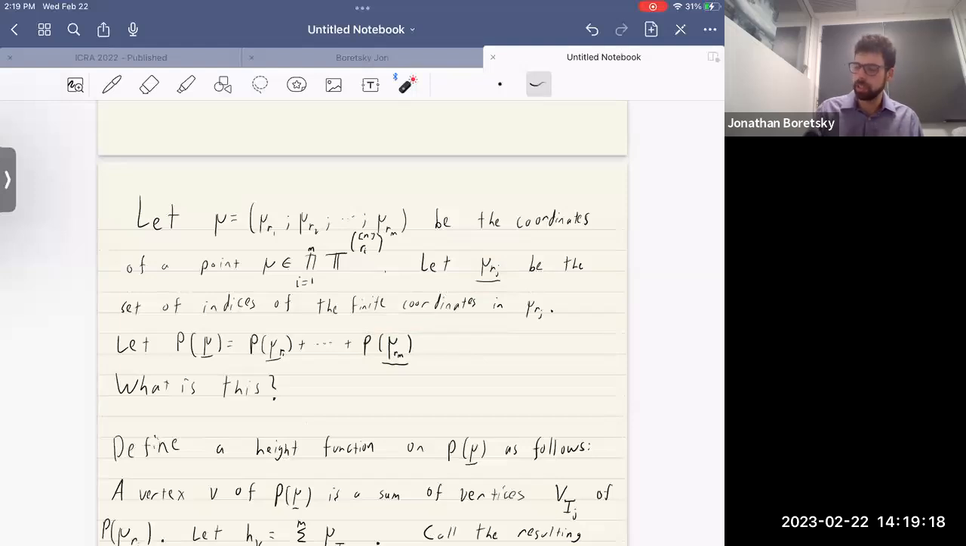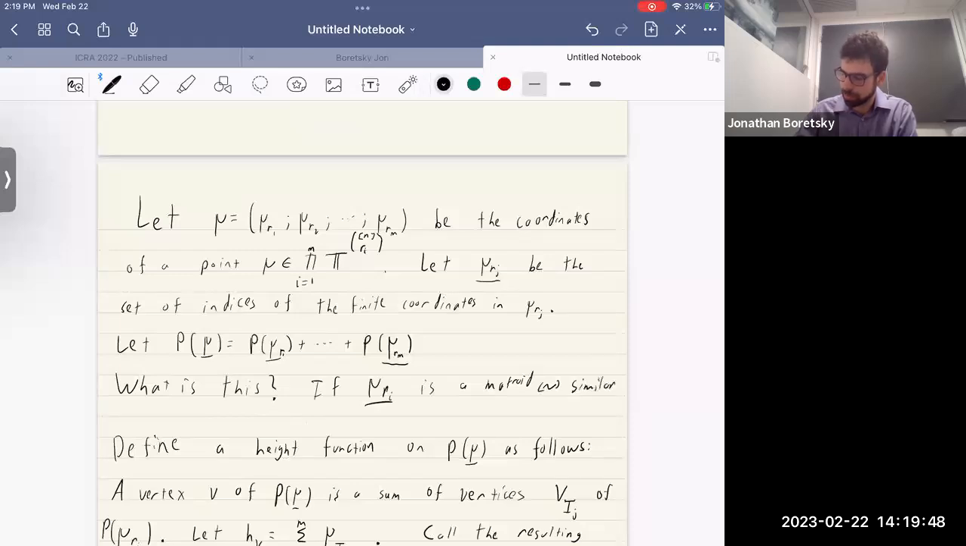And then we're going to define P of mu underline to be the sum of the polytopes of each of these underlined things, where the polytope of a collection of subsets is defined in the same way we defined the matroid polytope earlier. And what is this? Well, this is basically a matroid polytope as long as each of the mu ri's is a matroid. This is very similar to a matroid polytope. So just to get some sense of what's going on here, it's some polytope.